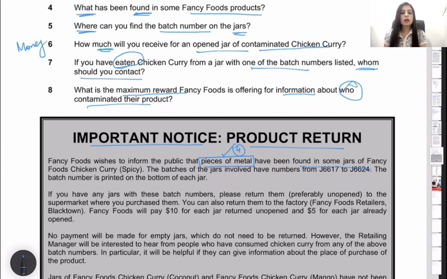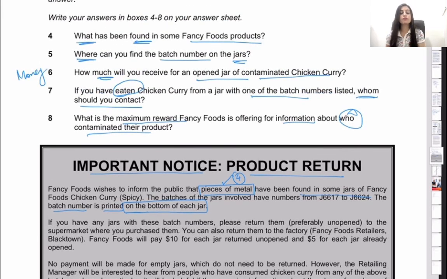Then it says the batches of the jars involved have numbers from this to this. The batch number is printed on the bottom of each jar. So where is the batch number written or printed? It is on the bottom of each jar. Now this is your answer to question number 5. Where can you find the batch number on the jars?